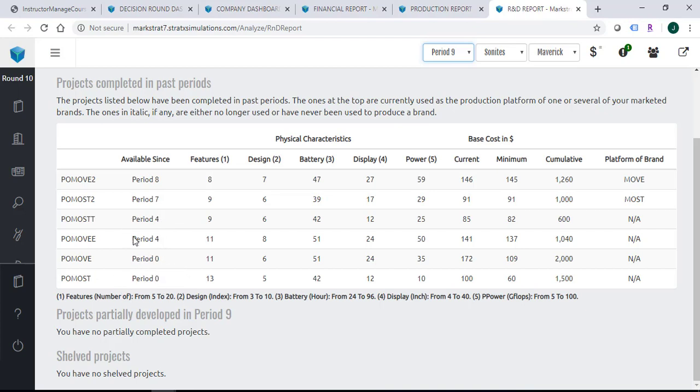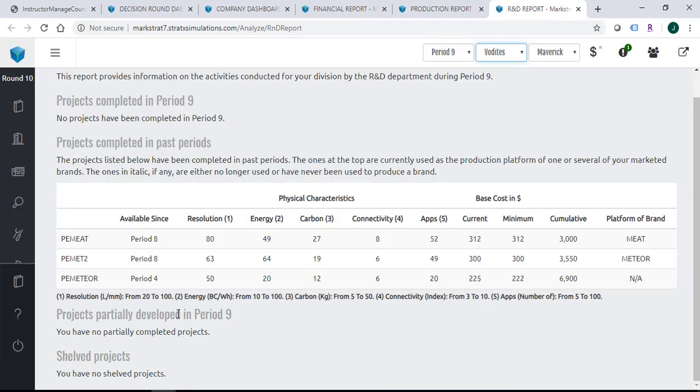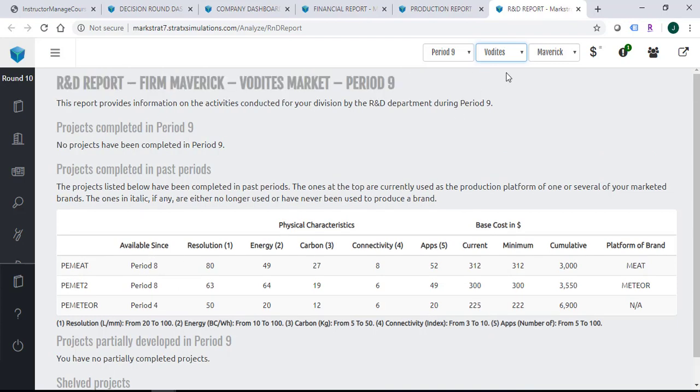In period 4, they carried out 2 projects, one Most and one Move. In periods 7 and 8, they have another 2 projects as well. So this is for period 9 for the Sonar market. Let's look at the Voda market. For the Voda market, in period 4 they introduced 1 Voda market brand, and in period 8 carried out another 2 projects. So this is how you look at the R&D report.